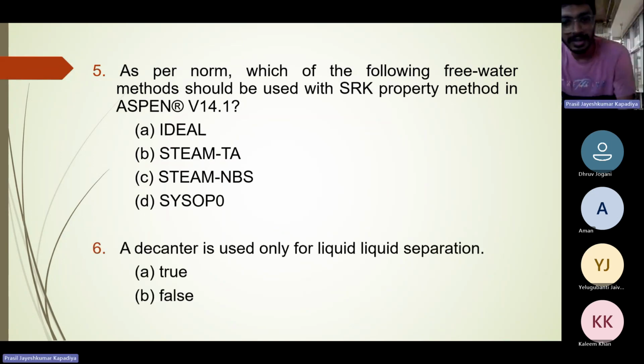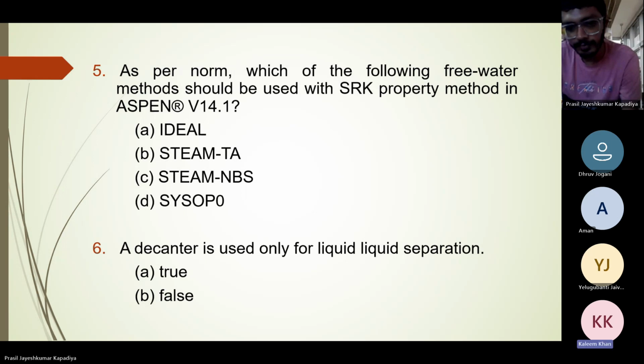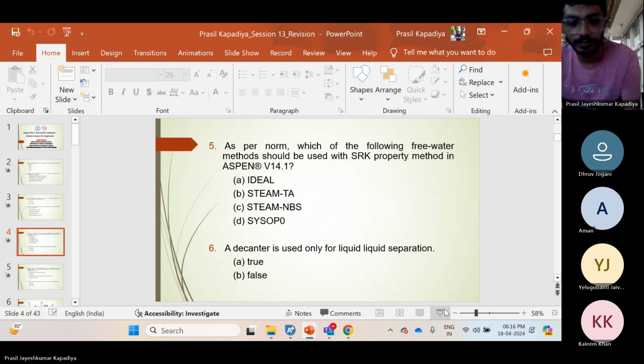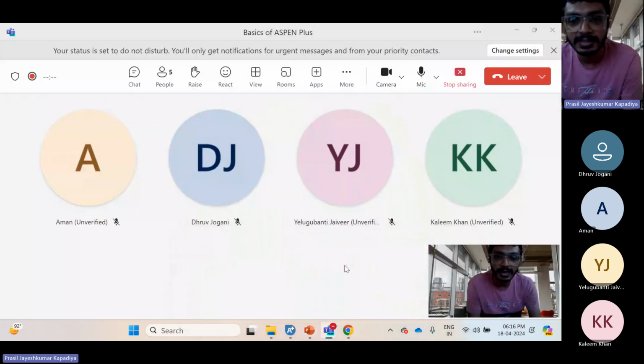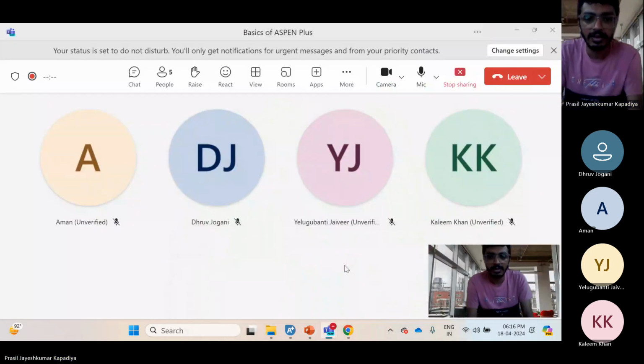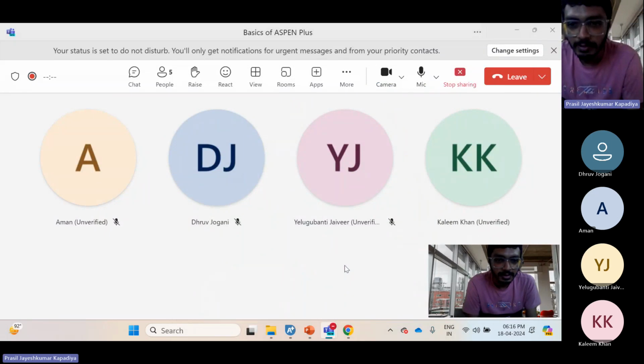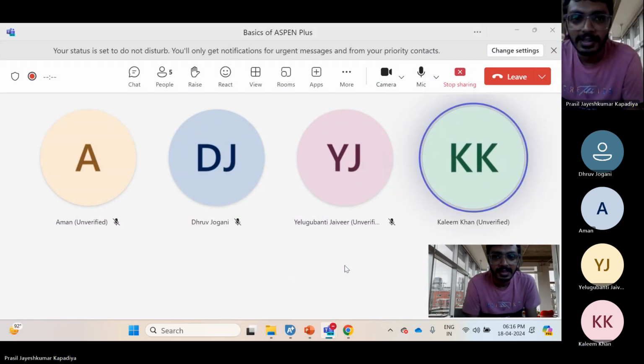Okay, next question. A decanter is used only for liquid-liquid separation. Is this true or false? I think false. Why is it false? What does a decanter do? Your answer is correct. What does a decanter do? Who told false? At least tell. I guess Kalim, I told. Yes, false. Why do you think it's false?